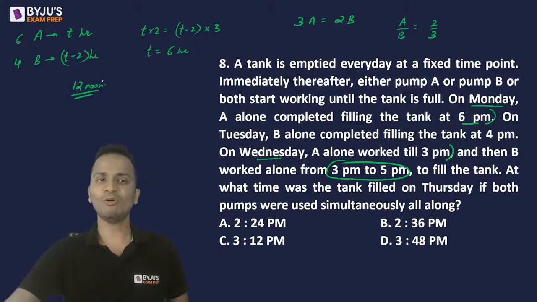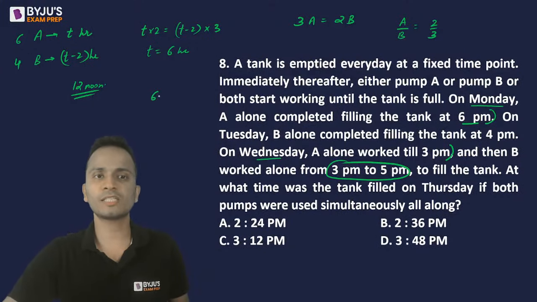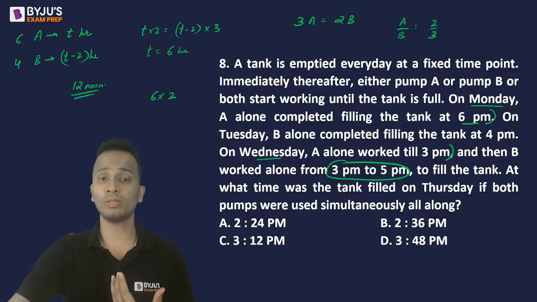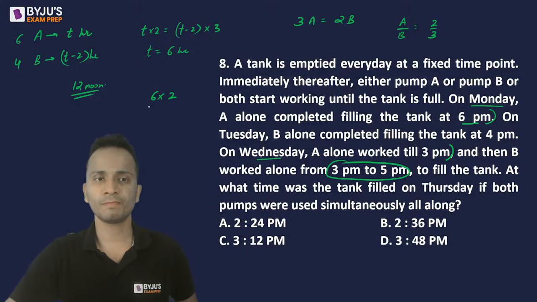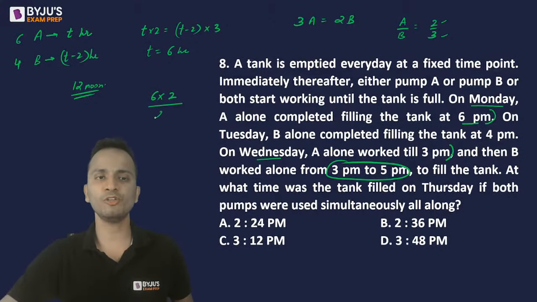Clear? Now, what is the total amount of work? A can finish in 6 hours. So 6 multiplied by 1 hour work of A, that is 2. So this is the total amount of work, 12 units. Now, at what time will the tank be filled on Thursday if both the pipes or both the pumps were opened together? If A and B are working together in 1 hour, they can finish 2 plus 3 units of work. So it will be 12 upon 5, which is 2.4 hours.